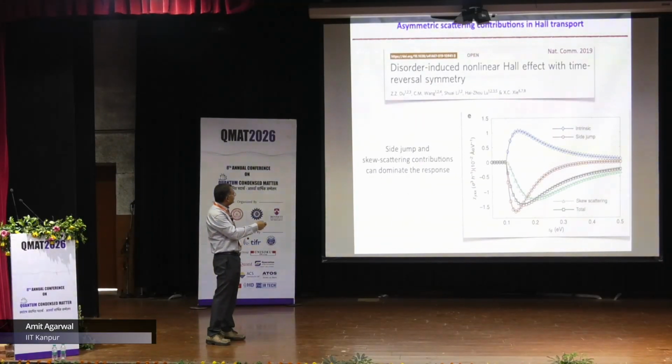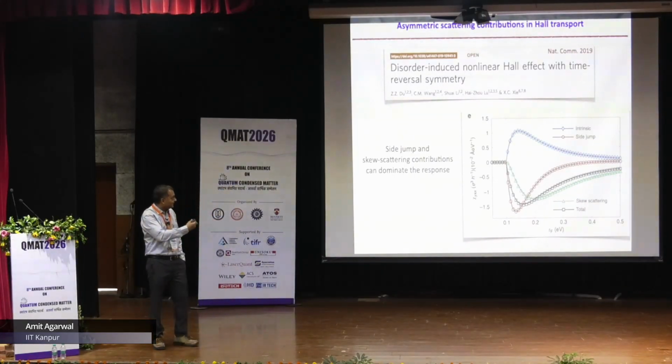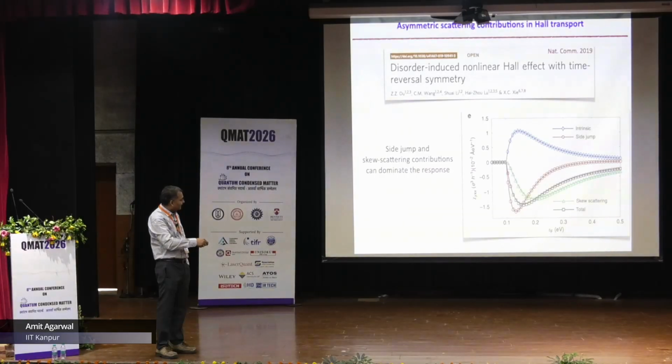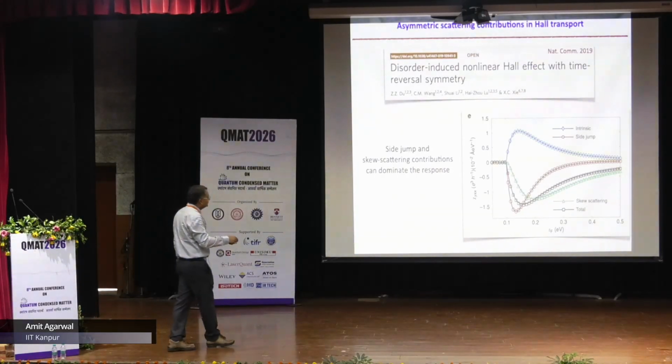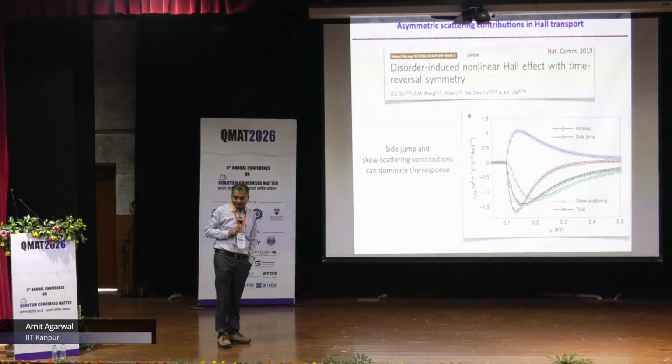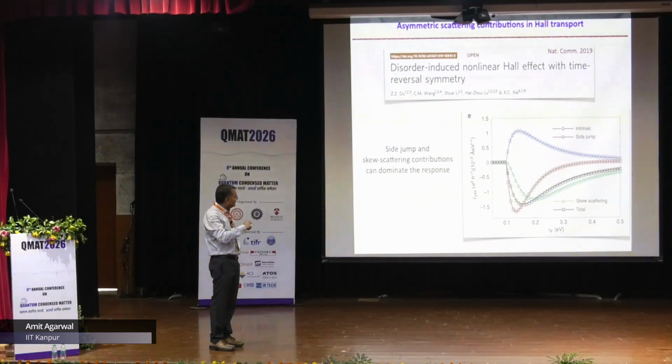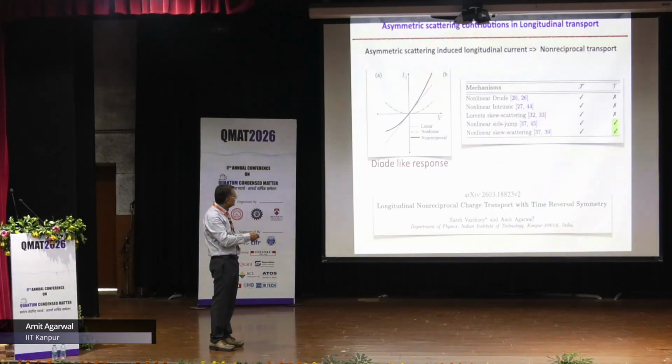This is one paper by ZZ Du et al., which showed that the extrinsic scattering, these asymmetric scattering contributions, can be almost as large as intrinsic contributions, in particular in this nonlinear Hall effect. So that's the idea. I was going to show you some results for longitudinal, but I think I'll just summarize.